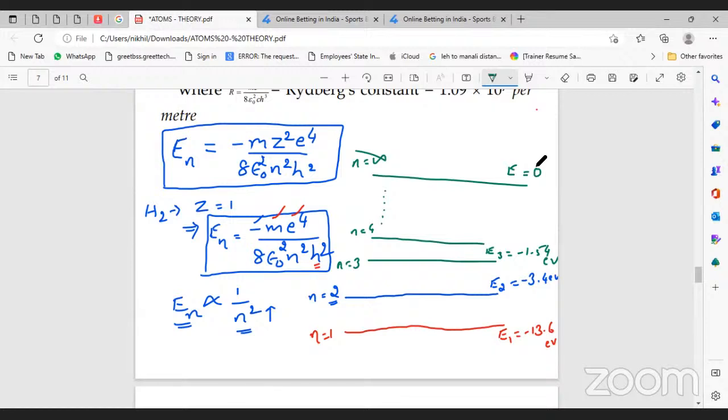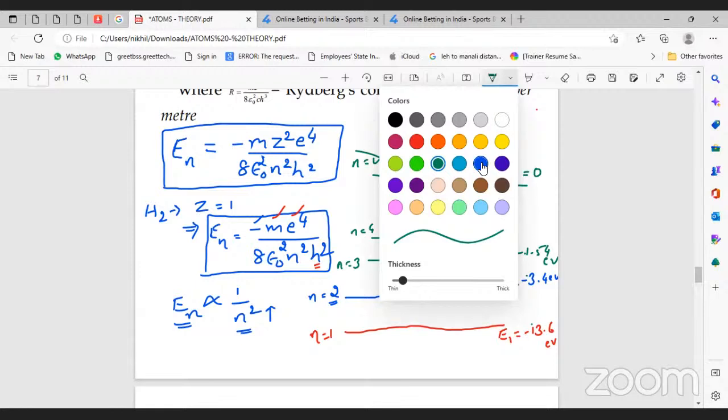So whenever the electron is moving from a lower orbit to a higher orbit, its energy goes on increasing, and the energy comes to be 0 in the infinite orbit. So if n equals infinity, the energy will be 0. Got it?